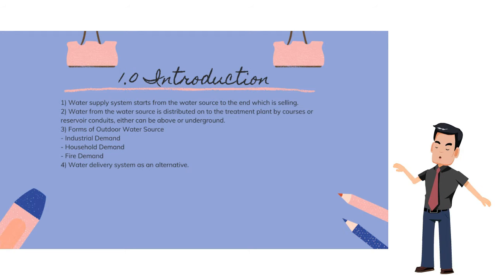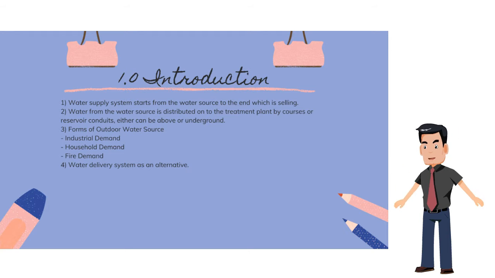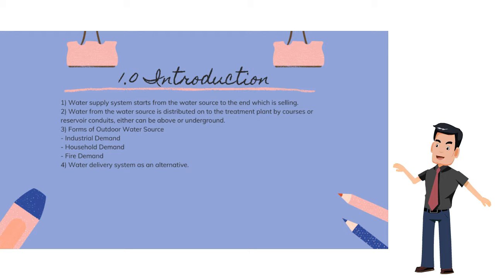Okay, introduction. What is a water supply system? A water supply system is the whole process that starts from the water source and ends with selling. The water can come from rain, to the reservoir, to the river, to the sea, to the dams, and then move on to the water treatment plant, then transportation, then distribution, and to the end is selling.